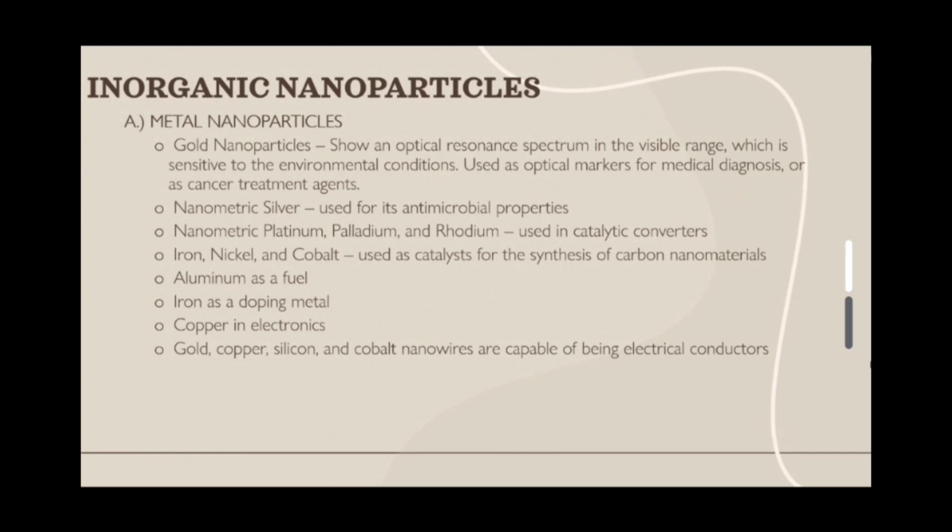Other examples include nanometric platinum, palladium, and rhodium, which are used in catalytic converters; iron, nickel, and cobalt as catalysts, particularly for the synthesis of carbon nanomaterials; aluminum as a fuel; iron as a doping metal; and copper in electronics. Gold, copper, silicon, and cobalt nanowires, which are capable of being electrical conductors or semiconductors, have also been perfected and could be used to transport electrons in nanoelectronics.